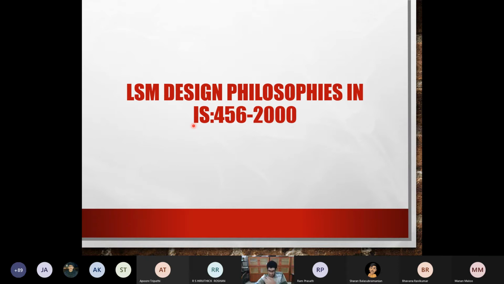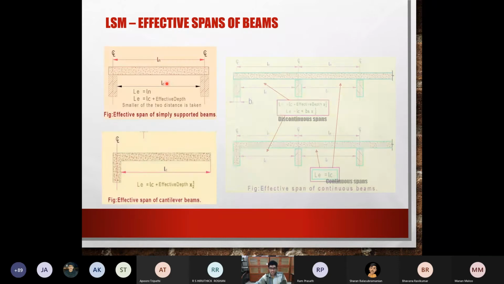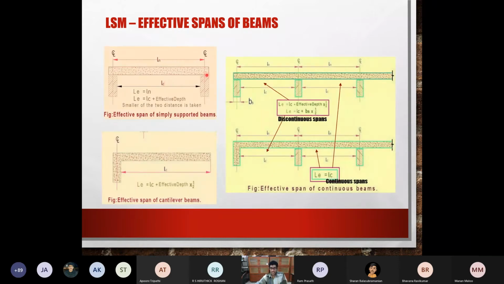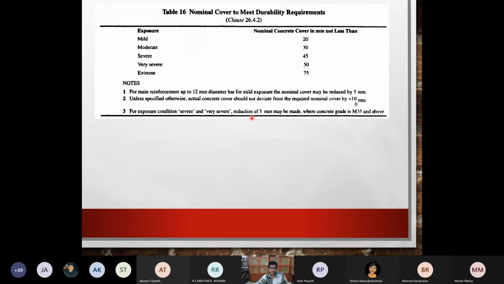So based on the code book which I showed you, I'll run through some important provisions which you need for design. This we saw in the last class itself. How to find the effective span of beams in order to find your bending moment. Okay, WL square by 8. What is the L that you use? It should be the effective span of your beam. Similarly, if it's a continuous beam, this is how you find your effective span for using the length in the analysis.